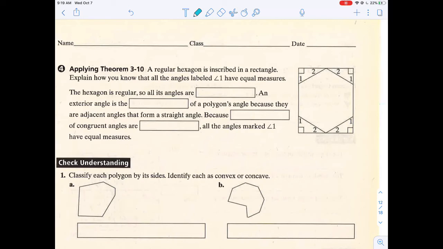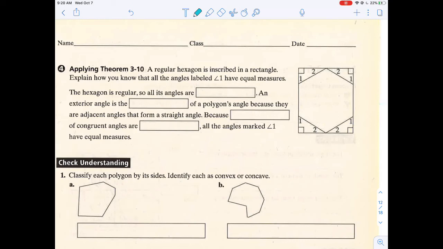example to look at. Applying Theorem 3.10. This says a regular hexagon is inscribed in a rectangle. Explain how you know that all the angles labeled 1 have equal measures. The hexagon is regular. We know regular means all the angles are the same, all the sides are the same.